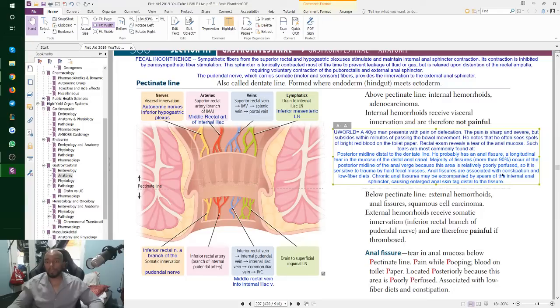Anal fissures are associated with constipation and low fiber diets, which would make your fecal masses really hard. Chronic anal fissures may be accompanied by spasms of the internal anal sphincter, causing an enlarged anal skin tag distal to the fissure. Right, so it can really mess up a lot of things. You definitely need to go get that checked, and you need to change your diet.